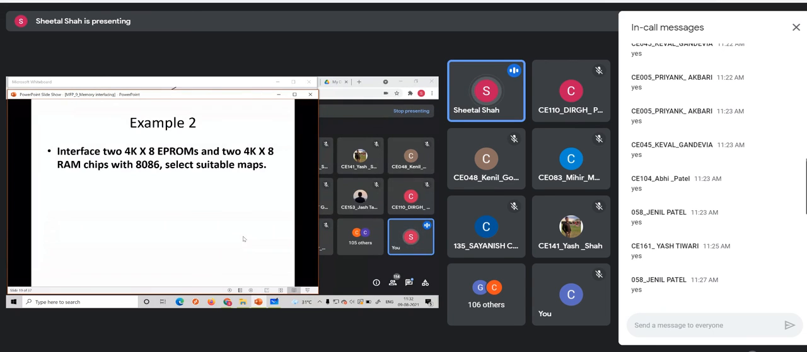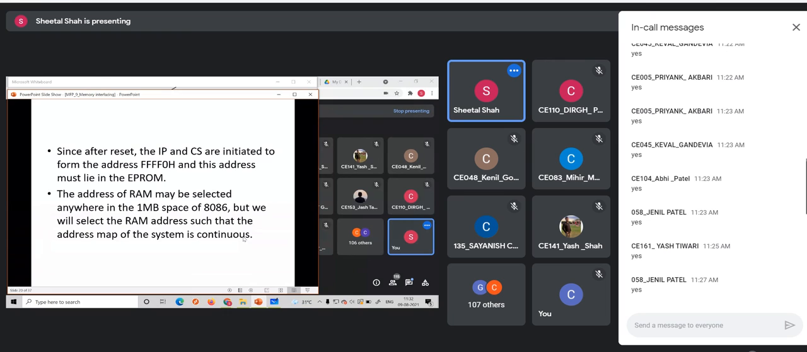But in this example, no address is given, and they have provided that we should have this EPROM. For that case, we have to use the address range from FFFF0 till FFFFF. By default, it should be for the ROM. Okay, and why it is so, we have already discussed.